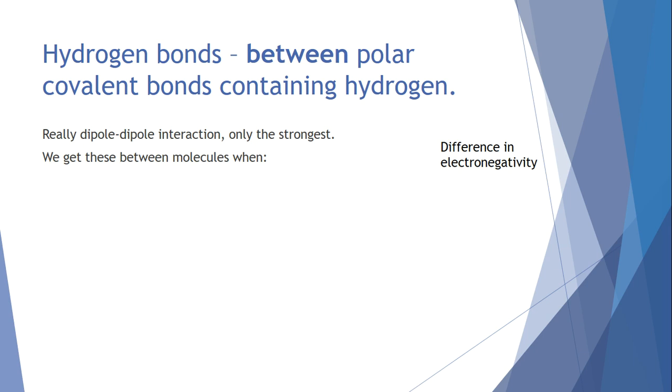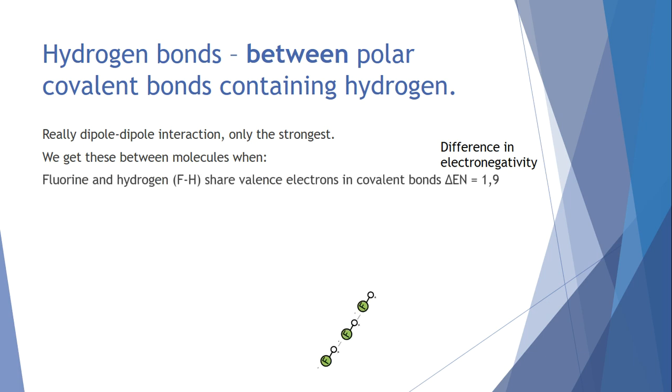These are bonds or forces between polar covalent bonds that contain hydrogen. And these are the same thing as dipole-dipole interactions, but they're so strong that they've been given their own category. And we can only get these hydrogen bonds in a few special cases, so these are good to learn by heart. For example, when we have fluorine and hydrogen, and they share valence electrons in covalent bonds, there's going to be a large difference in electronegativity, and we're going to get 1.9 as the difference in electronegativity.